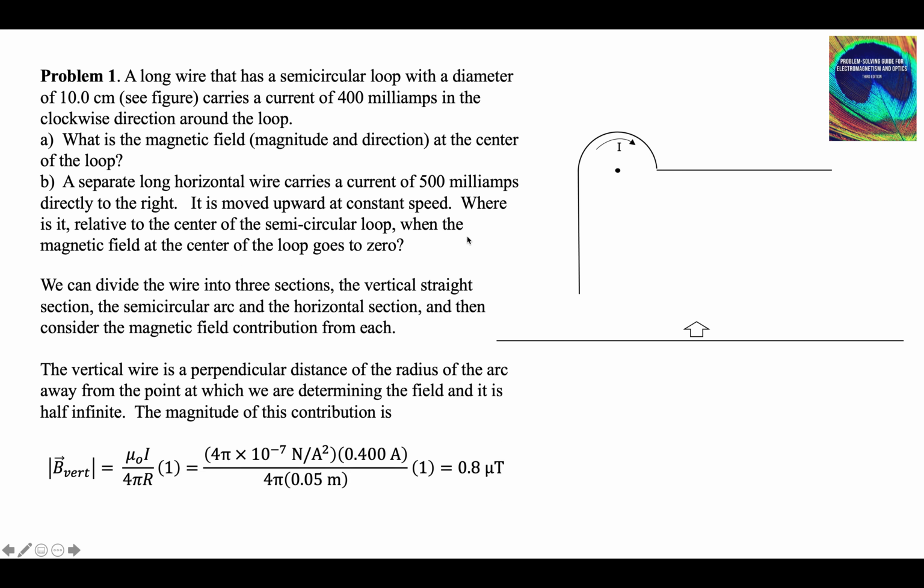The magnetic field contribution from this wire, the 1 is for the half infinite, the current is 400 milliamps, the perpendicular distance is 5 centimeters. Converting them all to SI units, we get that the field contribution from the vertical wire at the center of the arc is 0.8 microtesla, and it is into the page. Using the right-hand rule, stick a thumb along the current, which is upward. On the right side of the wire, it's into the page.